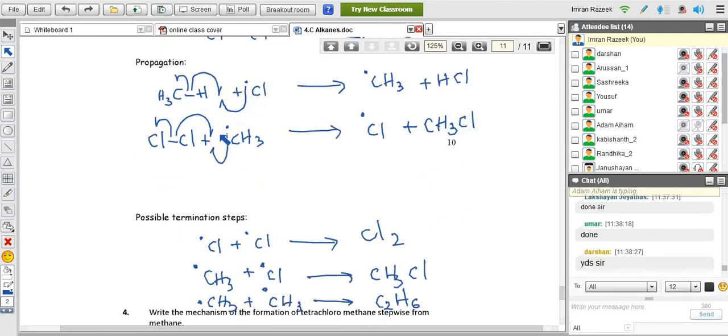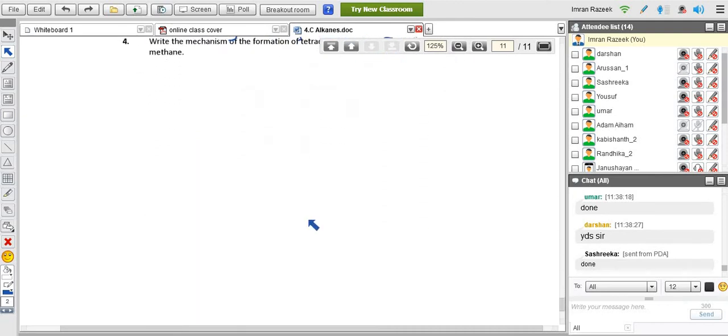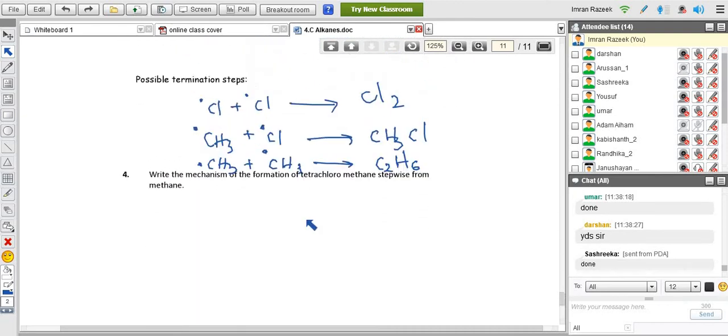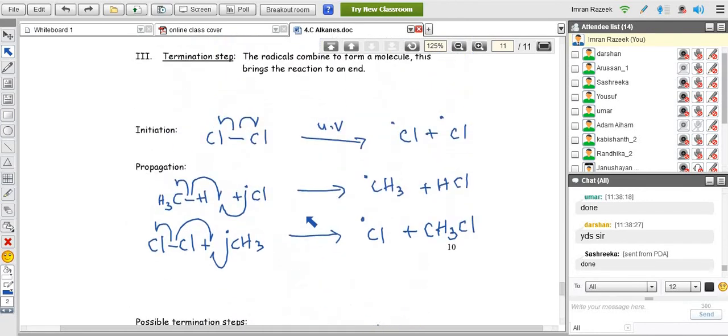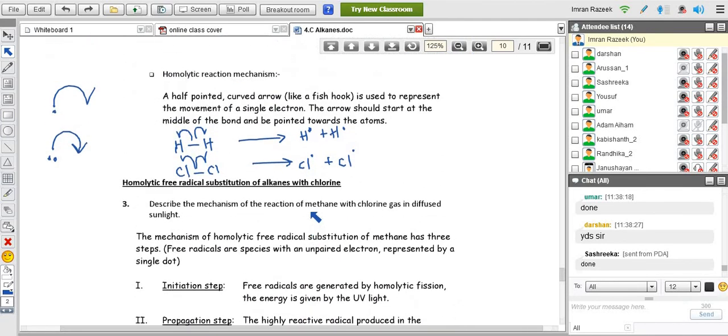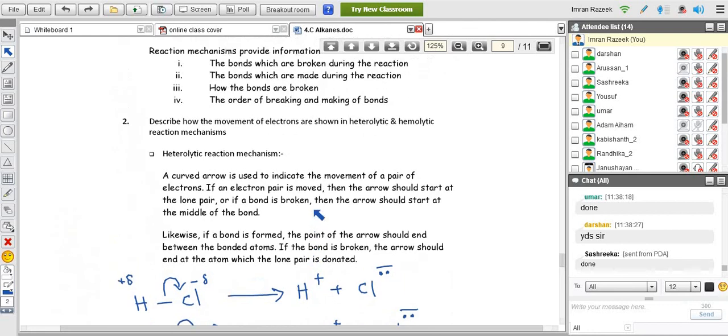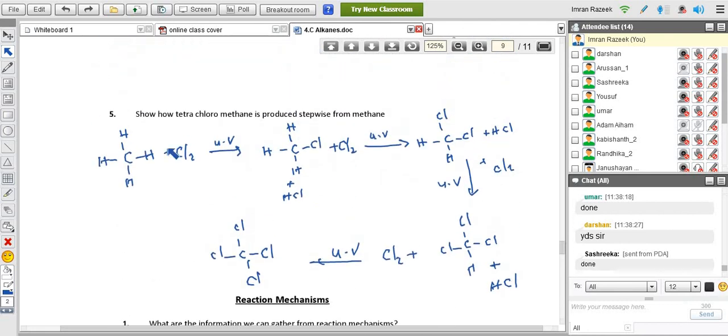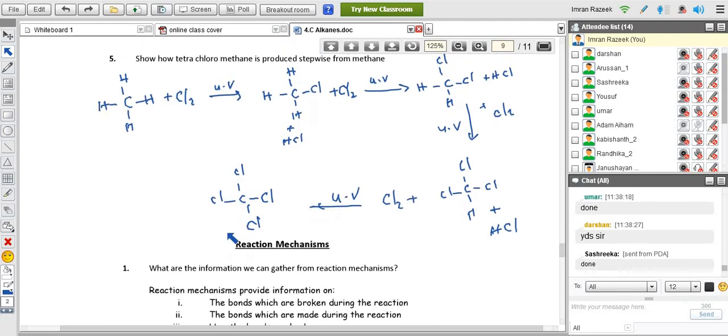Never use full-headed arrows in the mechanism. You have to use half-headed arrows because it's all homolytic bond fission. And the last question, I'm going to explain to you how tetrachloromethane, I mentioned before, how CCl4 is produced here. Let us see the mechanism of this production of CCl4.